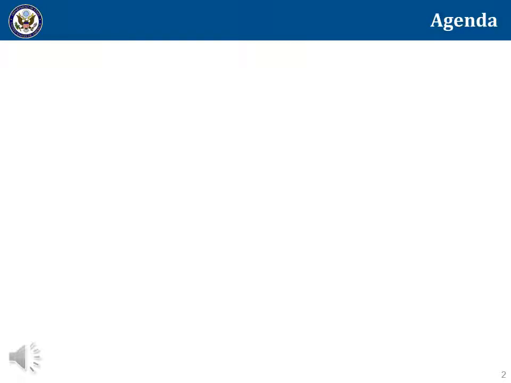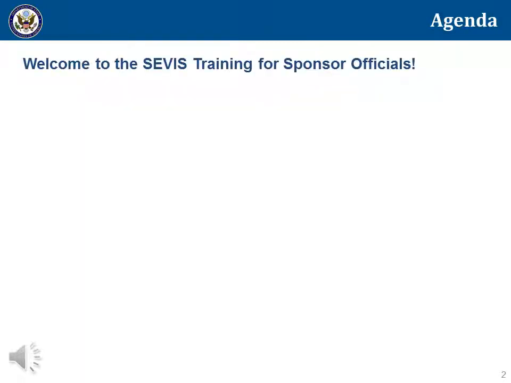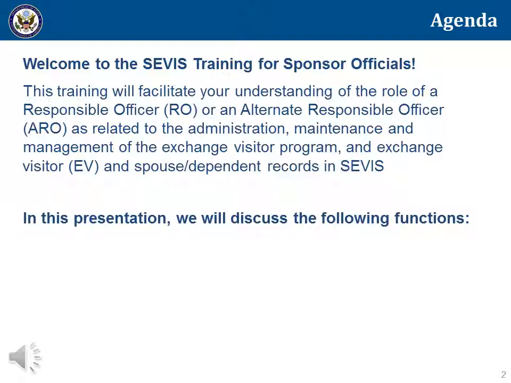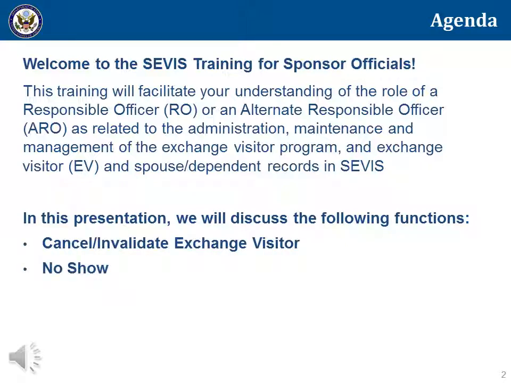Welcome to the SEVIS training for sponsor officials. This training is designed to facilitate your understanding of SEVIS in regards to the administration, maintenance, and management of the J1 program information at your organization and your exchange visitor and spouse dependent records. In this presentation, we will discuss the following functions: cancel, invalidate exchange visitor, no-show, terminate, and shorten program.